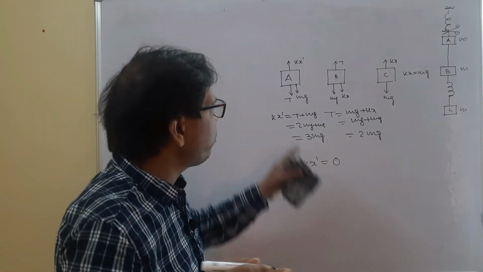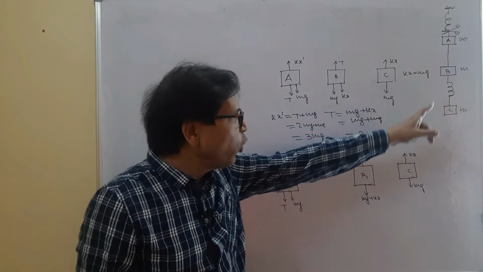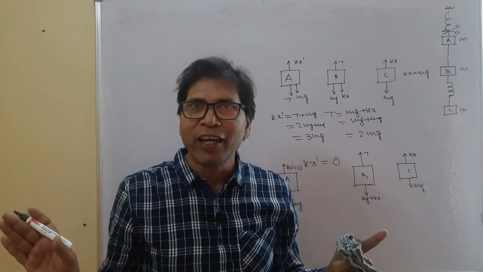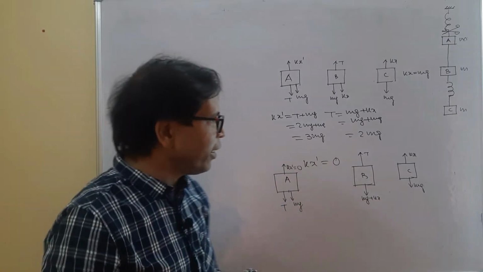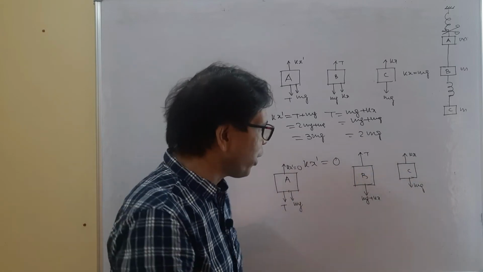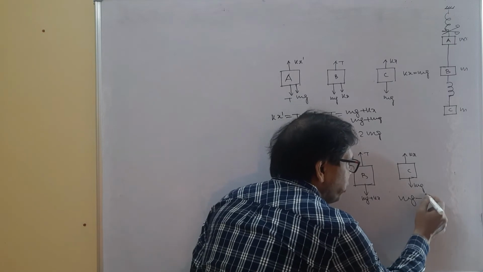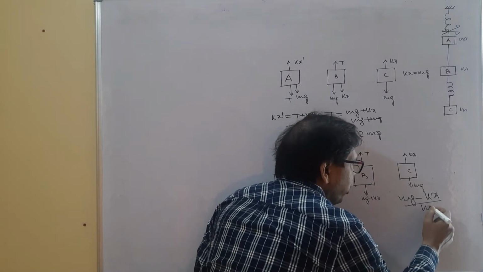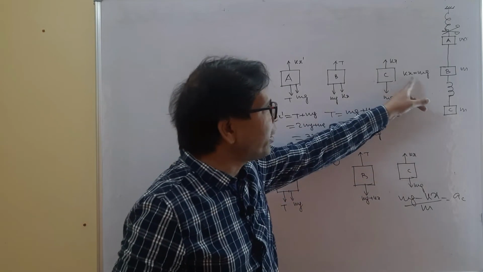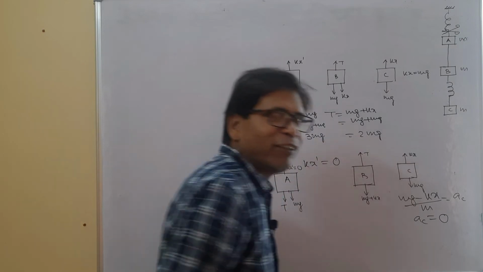Now we have to draw the free body diagram. When the upper spring is cut, the lower spring does not respond quickly. Now the acceleration of C is the resultant force by mass, so mg minus kx by m is the acceleration of C. Now kx equals mg, so the acceleration of C equals 0.